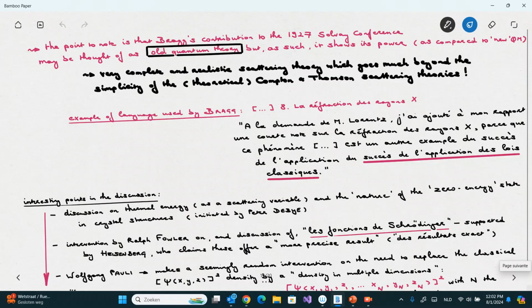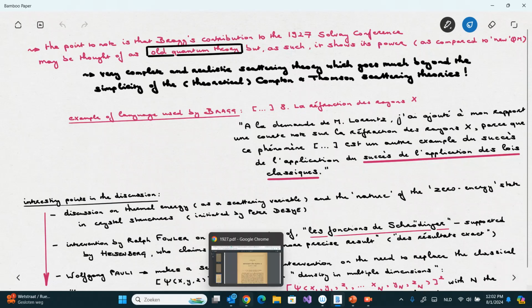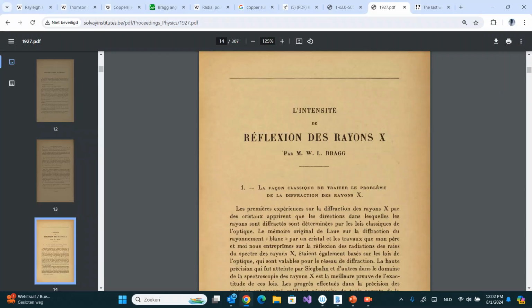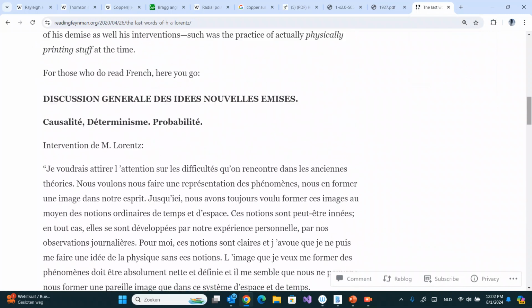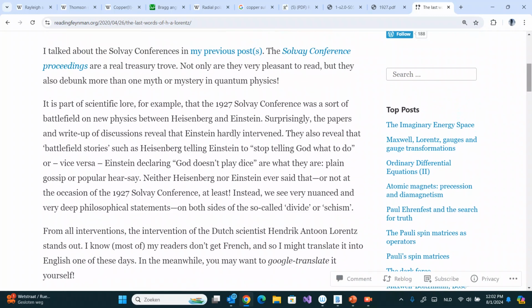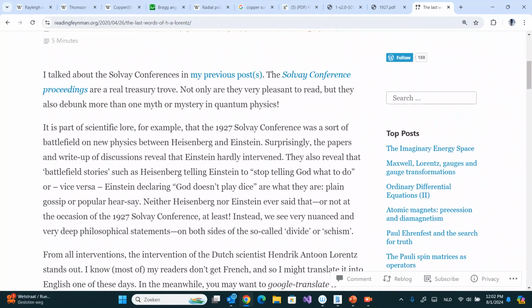So I said it again, Bragg's contribution to the 1927 Solvay Conference may be thought of as old quantum theory, and you can feel some of the antagonism between the young wolves led by Bohr. But that antagonism, that's something I highlight also in my blog.